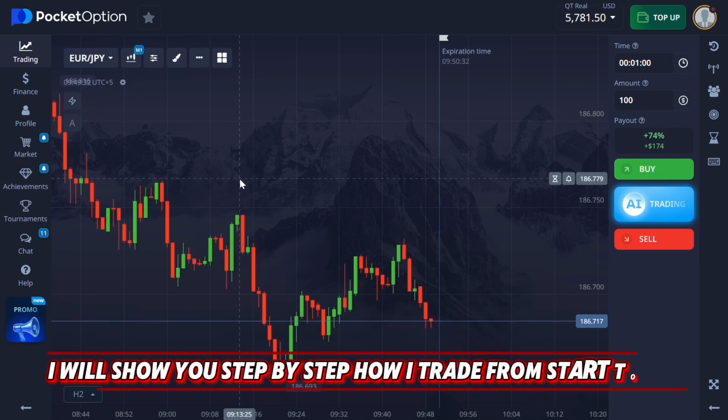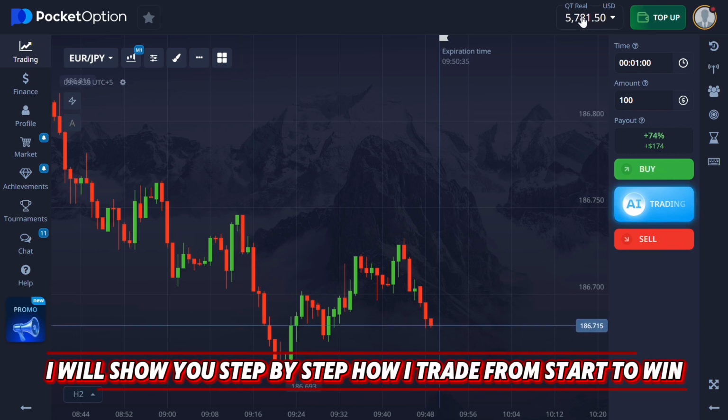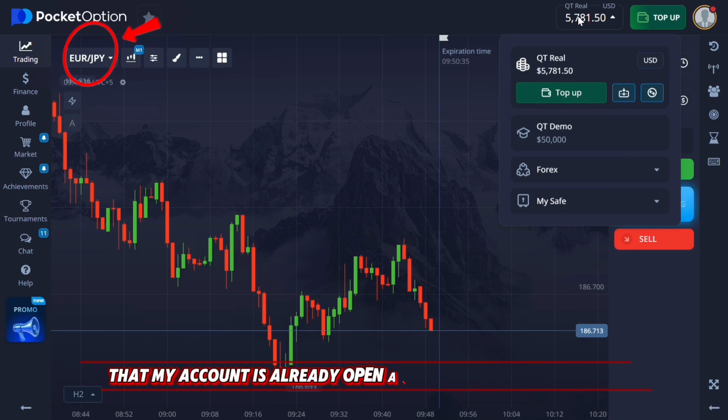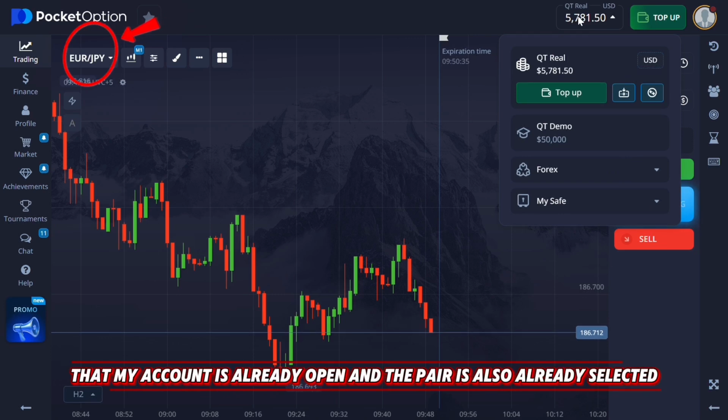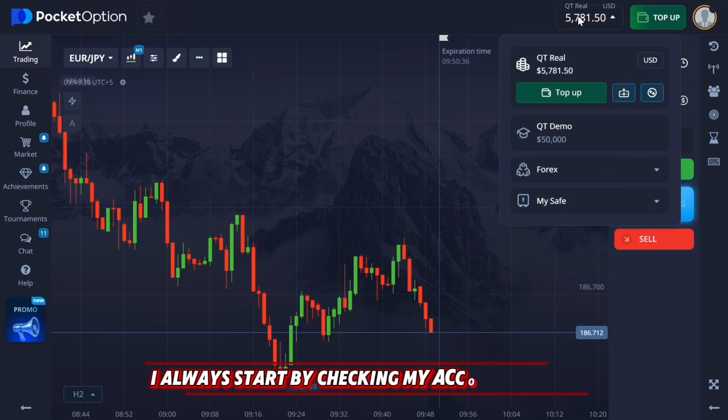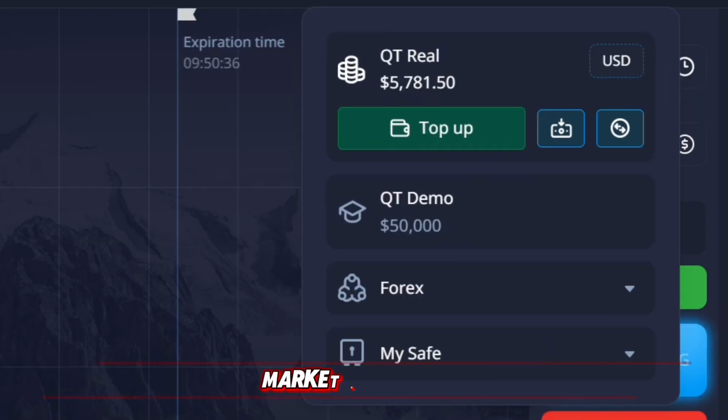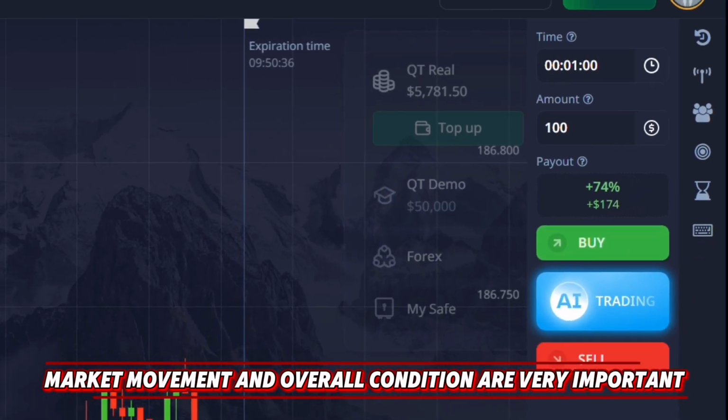I will show you step by step how I trade from start to win. First of all, you can see that my account is already open and the pair is also already selected. I always start by checking my account balance. Market movement and overall condition are very important.